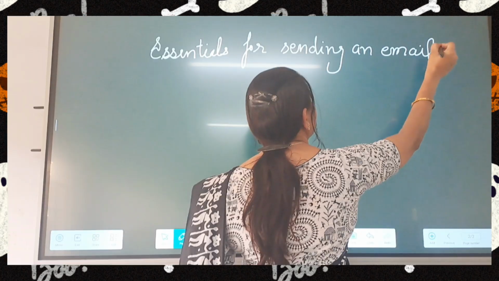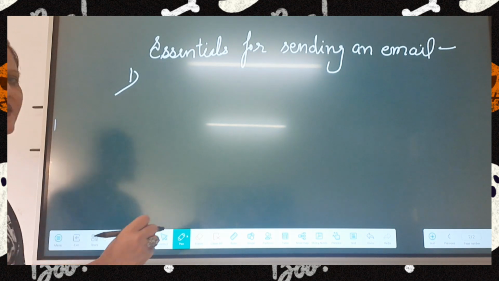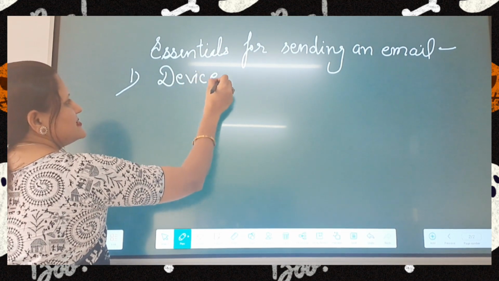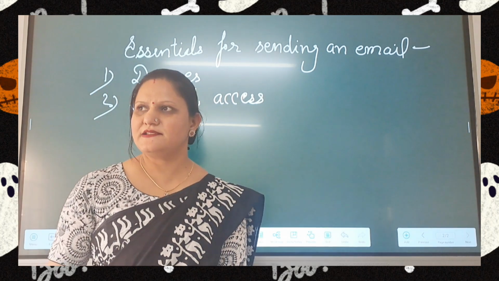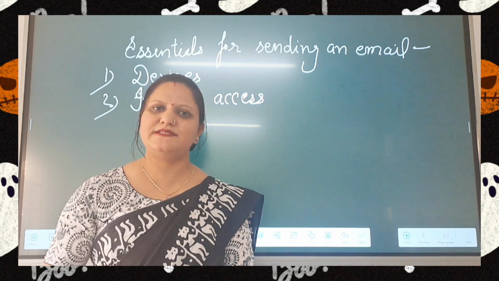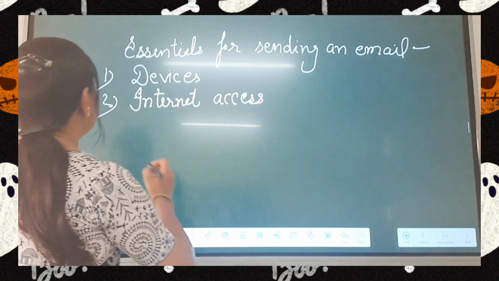Now let's know which are the essential things for sending an email. First thing is that we must have the devices. Second thing is internet access. Without internet access, we can't send or receive an email because it is electronic.